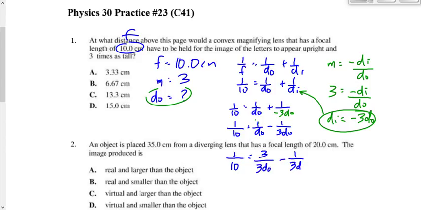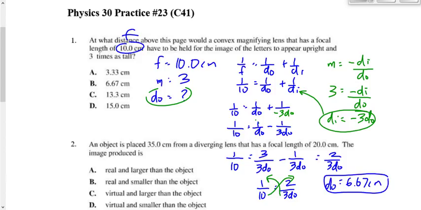Does that make sense? 3 over 3 is the same as 1 over 1, right? That becomes 2 over 3 do. So we've got 1 over 10 is equal to 2 over 3 do. Cross multiply, and you solve for do, and it works out to be, look at that, 6.67 centimeters. So my answer for that is B.